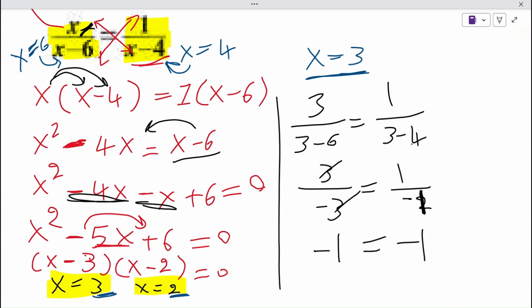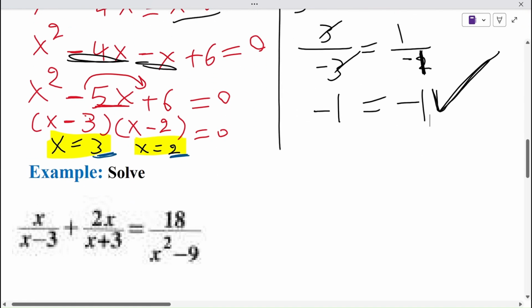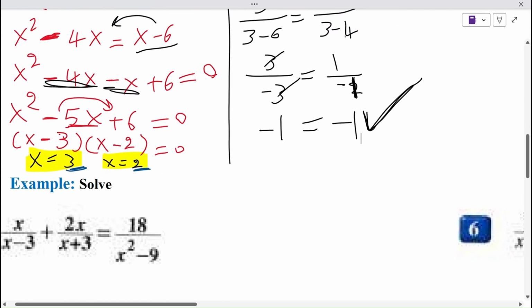What about 2? Let's write down here. If x is equal to 2.